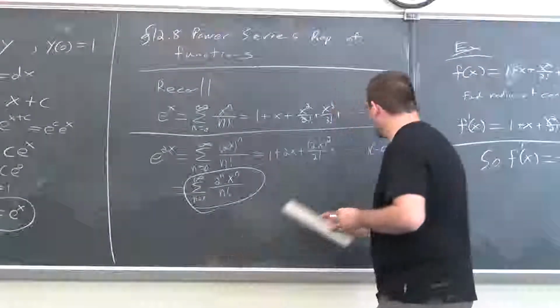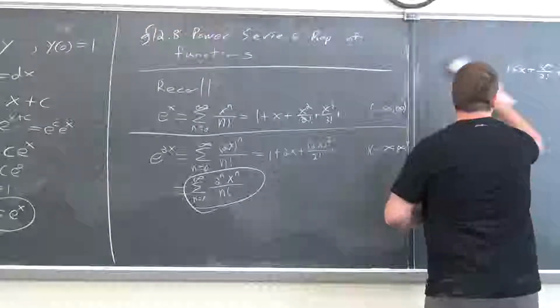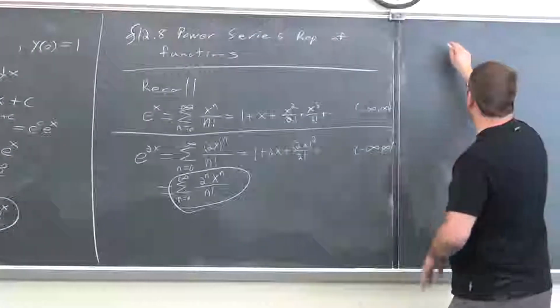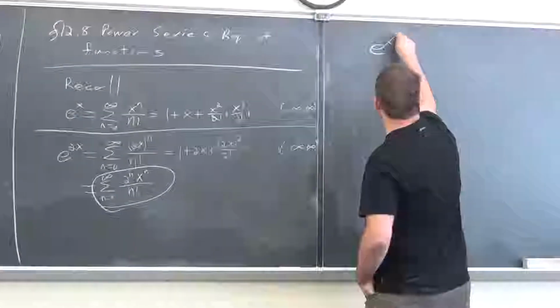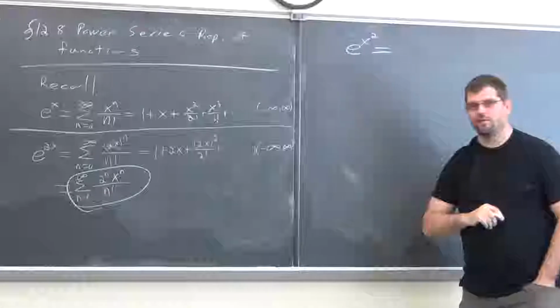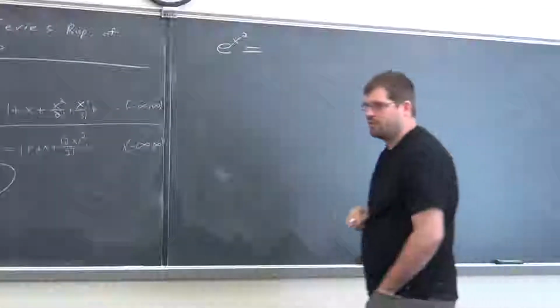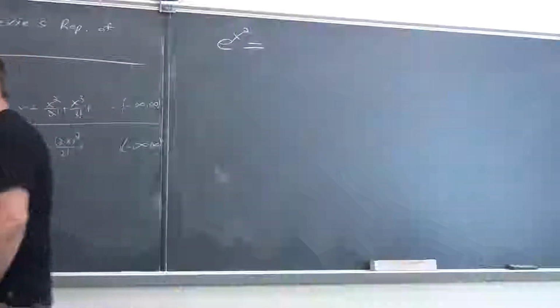And even another one. Let's do this: e to the x squared. Follow the same logic we just did on the other one. See if you can come up with a series for e to the x squared.